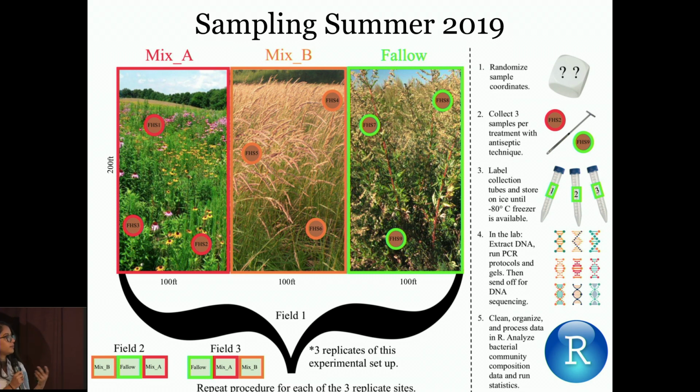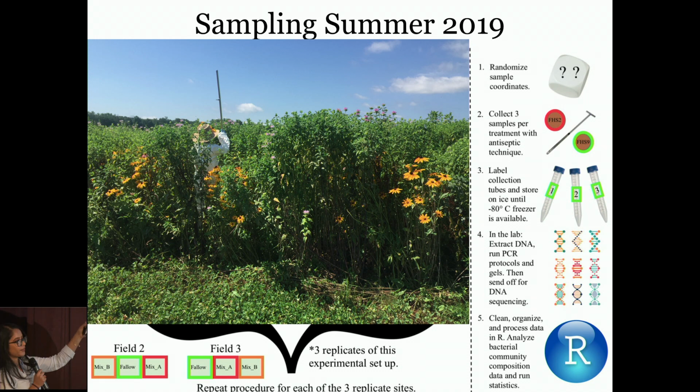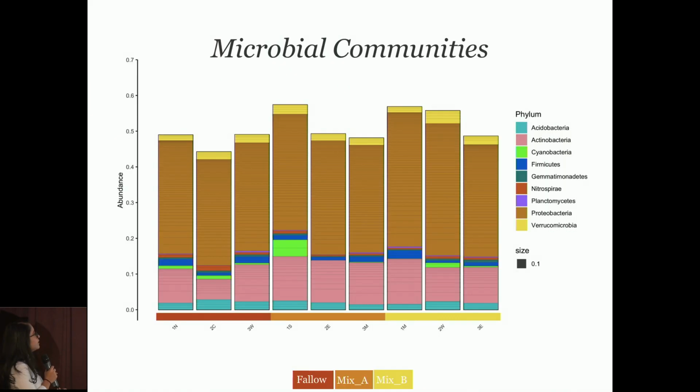So we did a random number generator. We collected our samples with these corers. Here I am with a corer in the summertime going into the plots, and then we collected into those little collection tubes. After that we did DNA extractions, PCRs, then sent off to sequencing, and then finally, for data analysis, we used R programming to see who is there, how many there are, and the diversity overall.